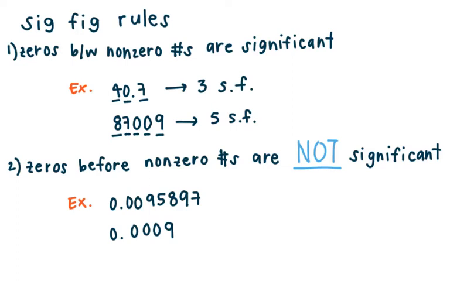Zeros before non-zero numbers are not significant. So in this example right here, we have 1, 2, 3, 4, 5 sig figs. And here we have 1 sig fig.